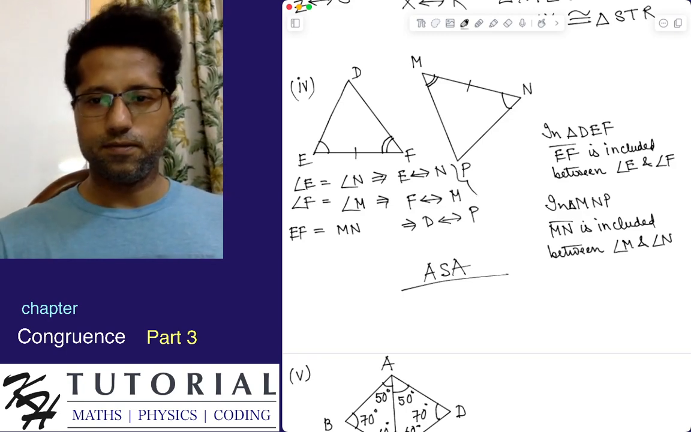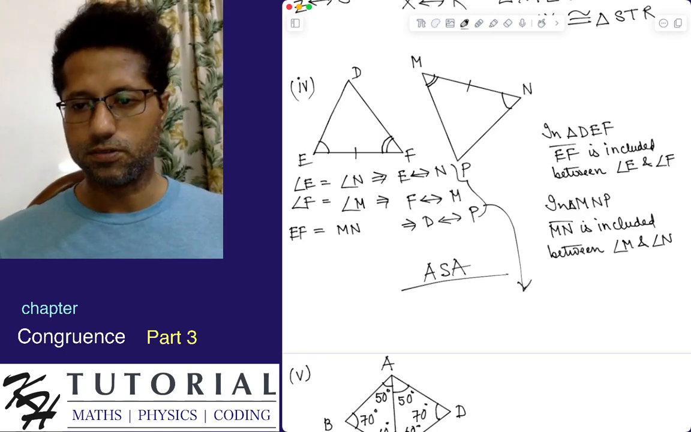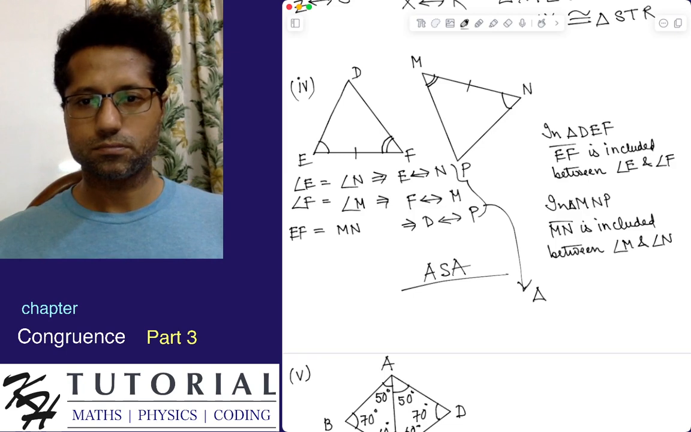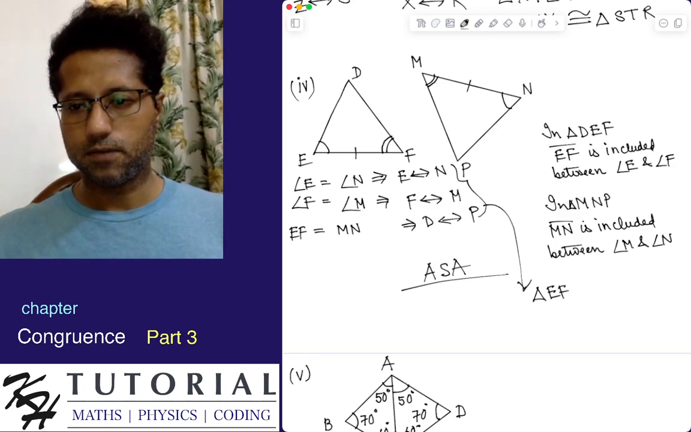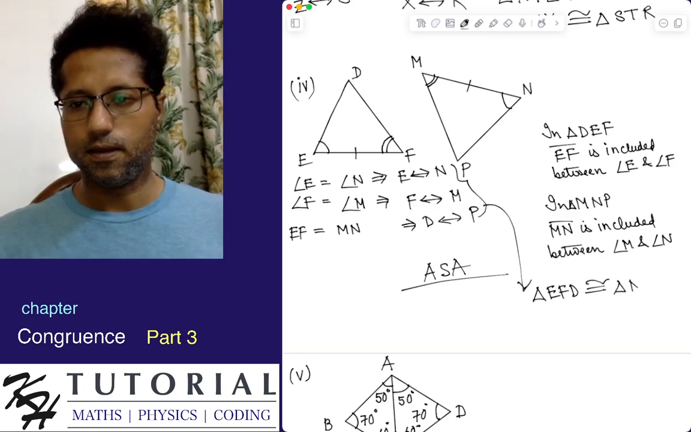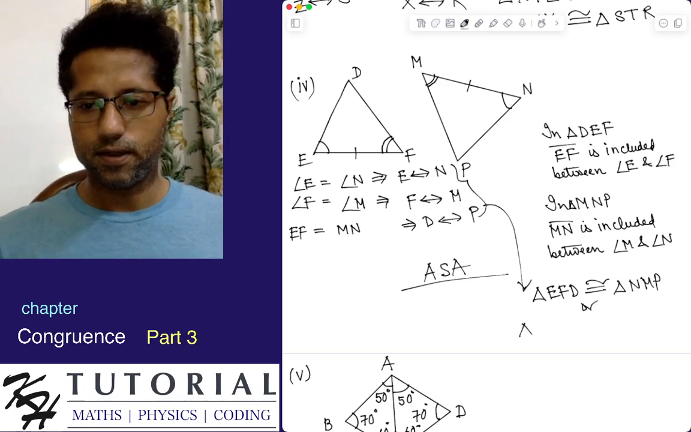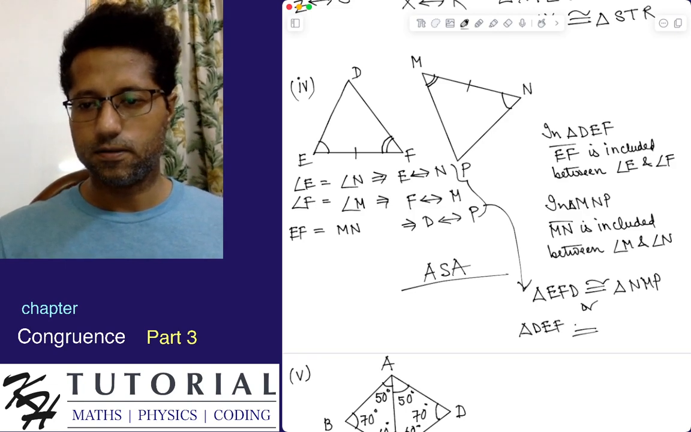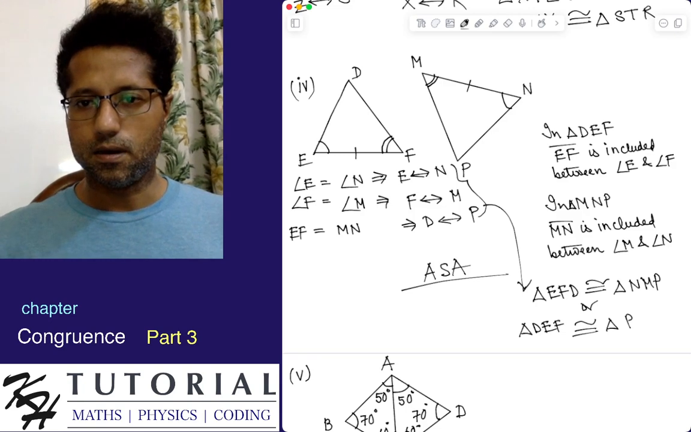So these three will automatically imply the congruence relation, that is, I can say triangle EFD is congruent to triangle NMP, or I can say triangle DEF is congruent to triangle PNM.